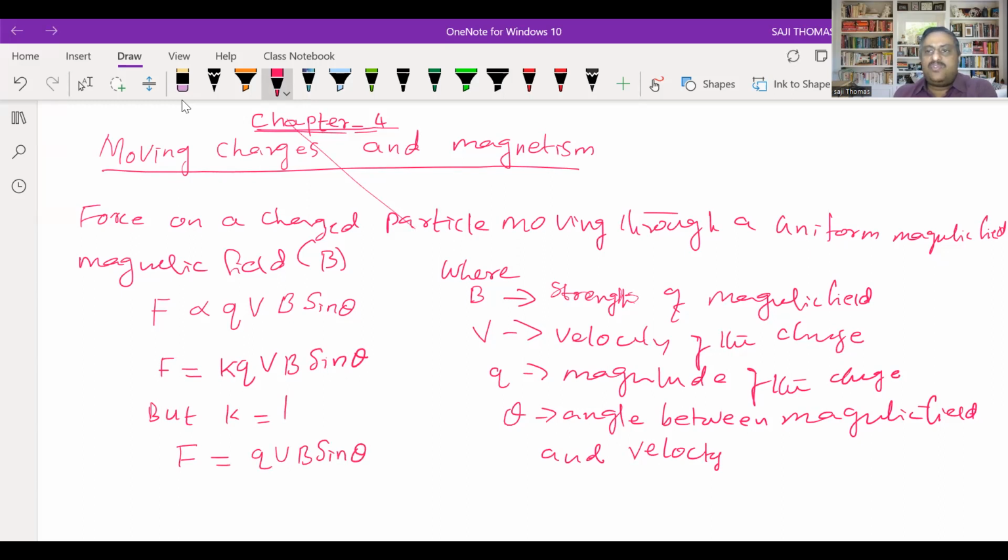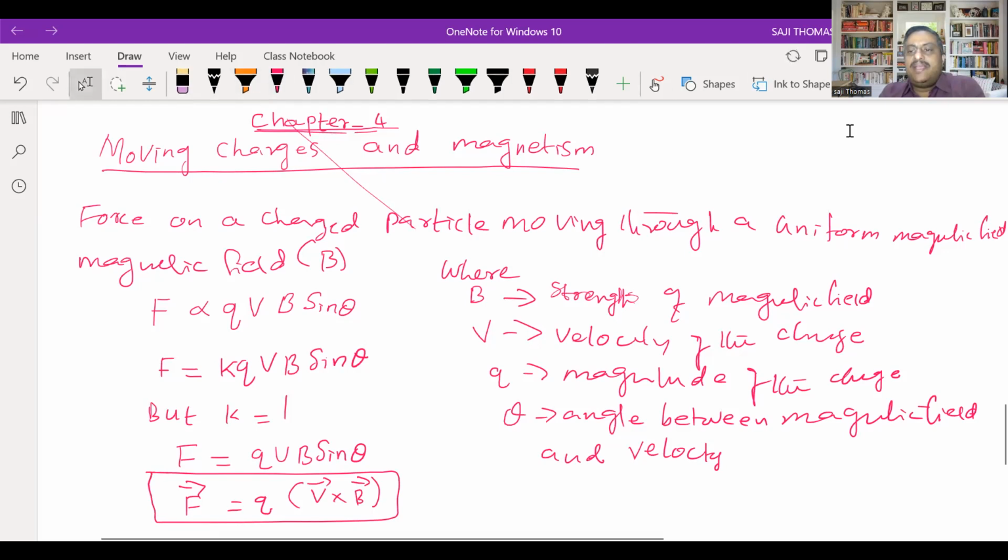We can write this force equation in vector form. You know, A cross B is AB sine theta. Therefore, F vector equals Q times V vector cross B vector. This is the force on a charged particle moving through a magnetic field.